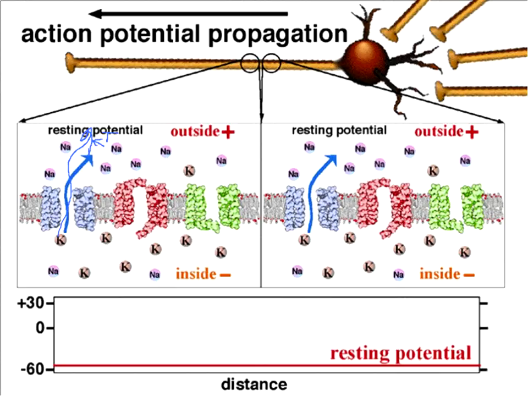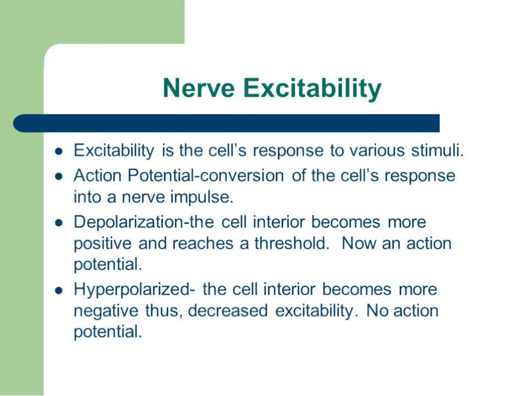Okay? So what happens is an action potential occurs because of some stimuli, and it changes the millivolts. And so that causes then a nerve impulse to occur. Okay? So nerve excitability. Excitability is the cell's response to various stimuli. The stimuli can be temperature changes. It could be mechanical changes such as touch, anything like that. There are different types of stimuli that the nerve impulse can receive. Okay? Action potential is conversion of the cell's response into a nerve impulse. So some kind of stimuli occurs that changes the millivolts that causes that impulse to occur.